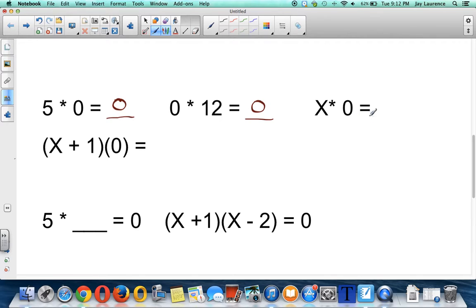I better go with somebody really intelligent on this one. Kiona, what is x times 0? Yes, absolutely, 0. Whenever I multiply a number by 0, I get 0 for an answer. That's very important. Did you hear what I just said?